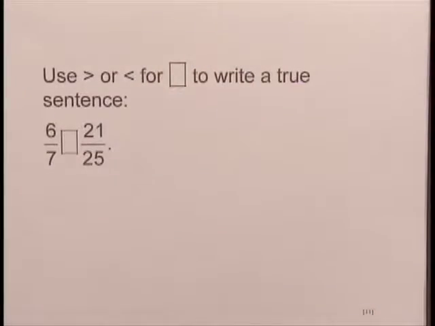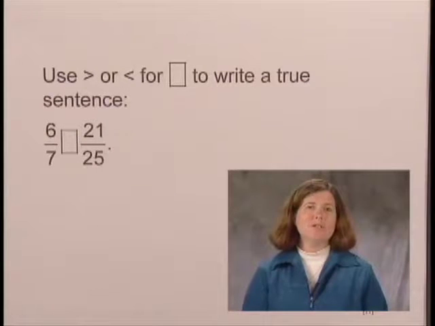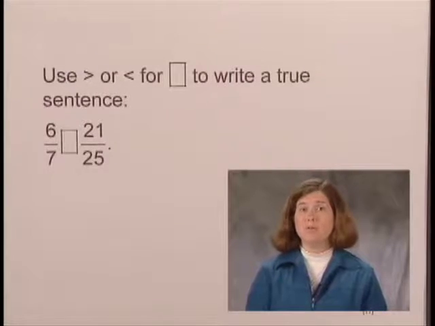We'll compare the fractions 6/7 and 21/25 using a less than or greater than sign. In order to do this, we will first write the fractions with a common denominator, and then we'll be able to compare the numerators to see which fraction is larger.